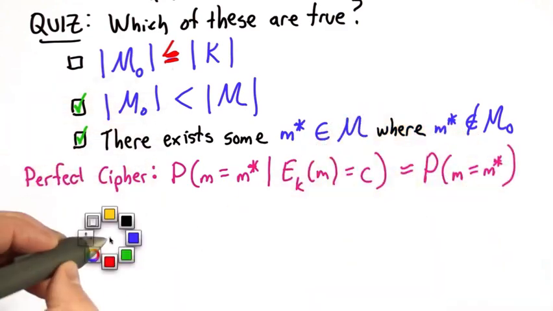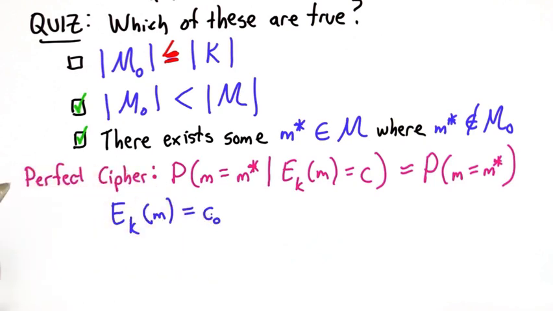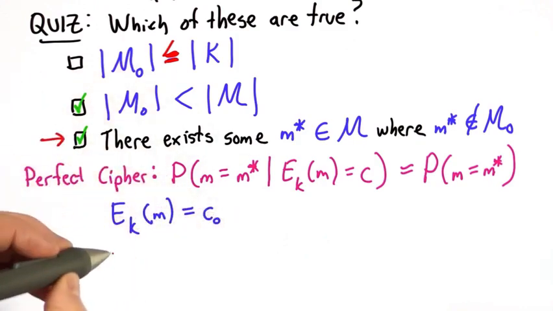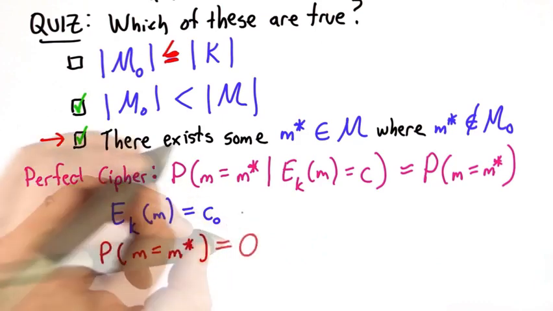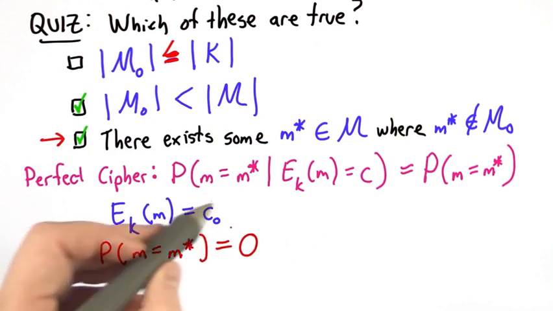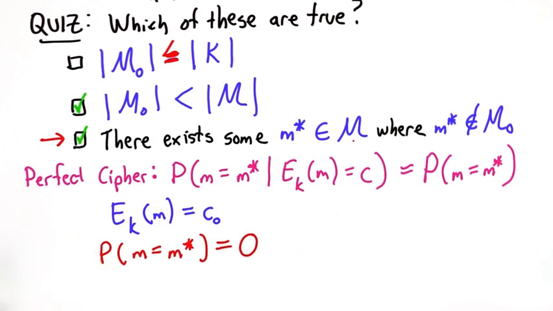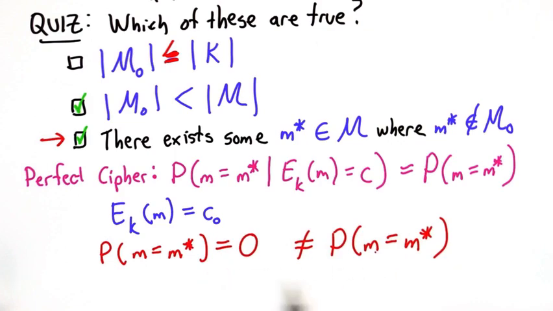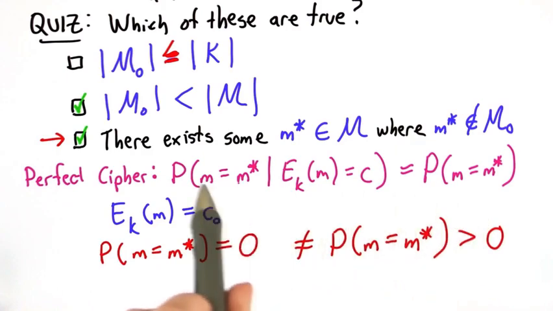In this case, if we have intercepted C0, our ciphertext for the example, then because of this property, we know that the probability that the message is M star is actually 0, because that's not in the set of possible decryptions of C0 over all possible keys. But we said that M star was a message in M that initially had some non-zero probability, so it's not the case that these two are equal, because this was greater than 0.